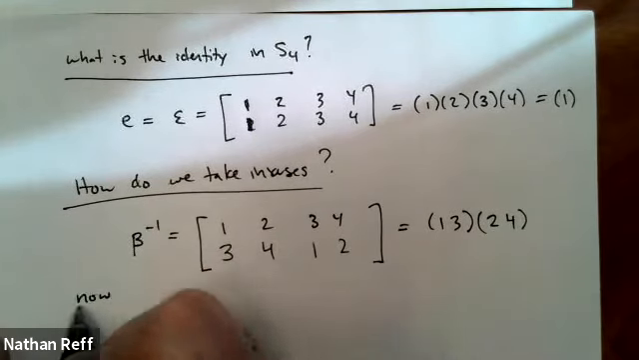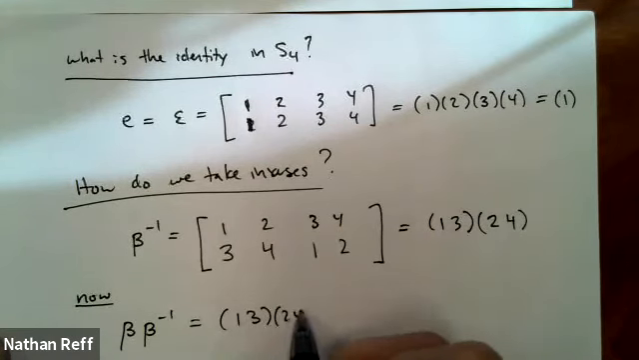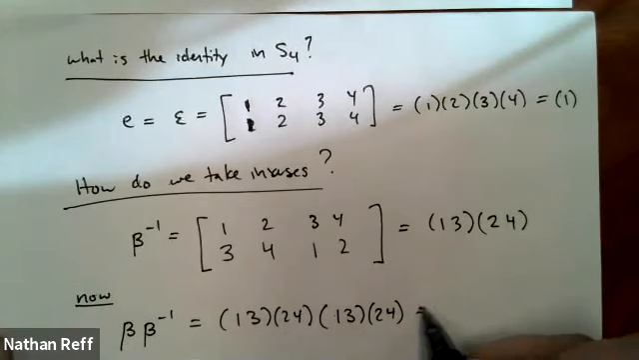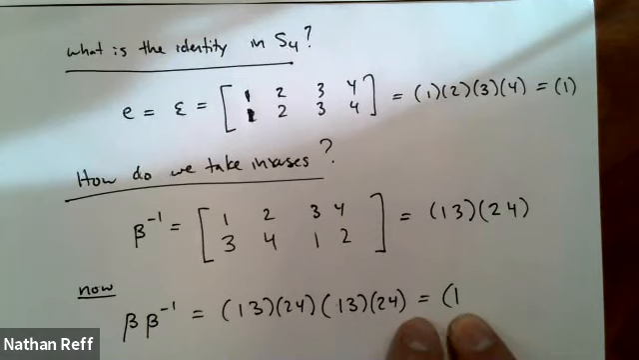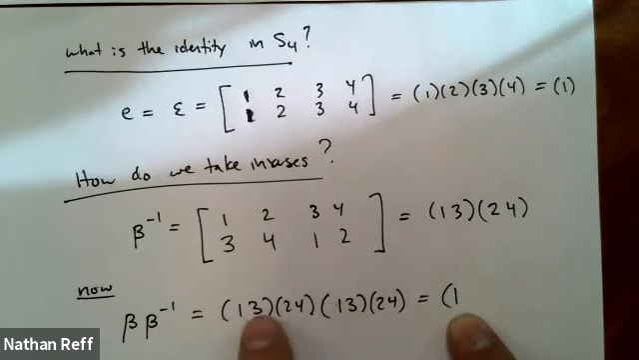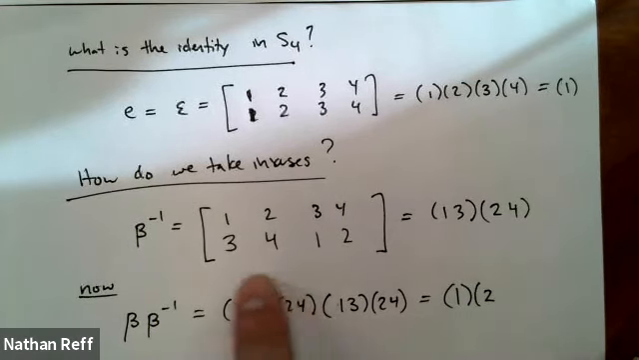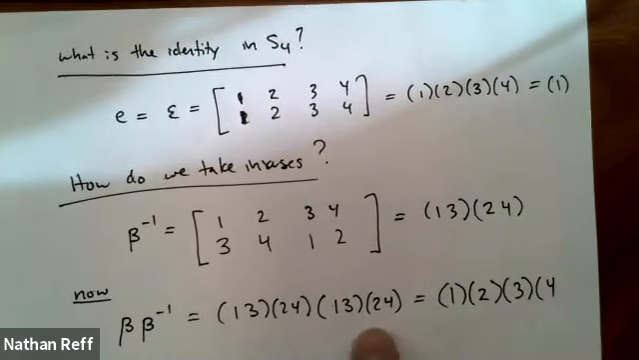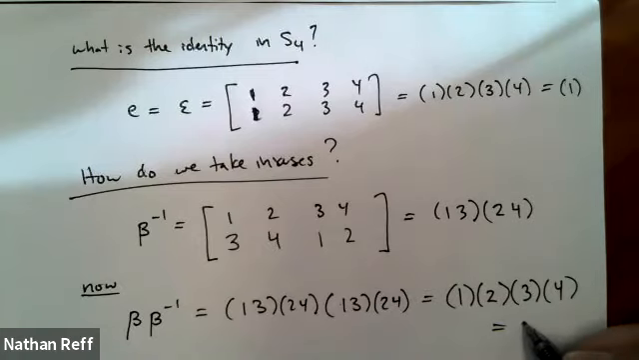And now you can check what is beta times beta inverse. So this will be (1 3)(2 4) times (1 3)(2 4). They are actually the same. And we can just check, okay, start with 1. 1 gets mapped to 3, and then 3 gets mapped to 1. So you close that off. 2 gets mapped to 4, 4 gets mapped to 2. So we close that off. 3 gets mapped to 1, 1 gets mapped to 3. And finally 4 gets mapped to 2, 2 gets mapped to 4. So you see that this really is the identity here.